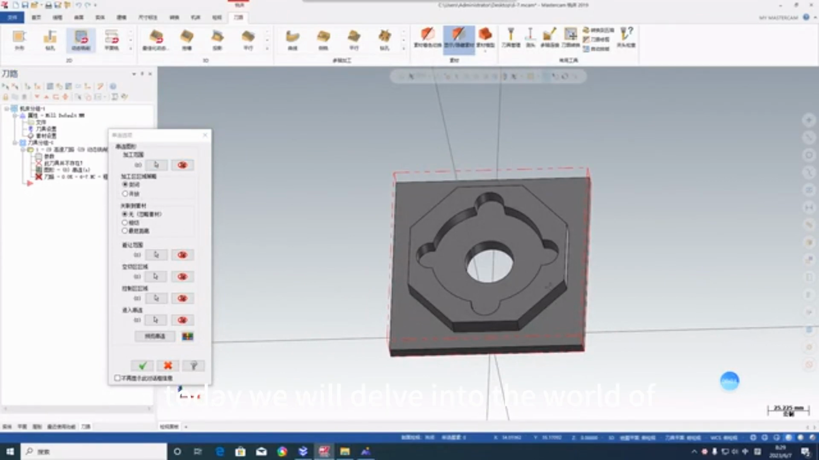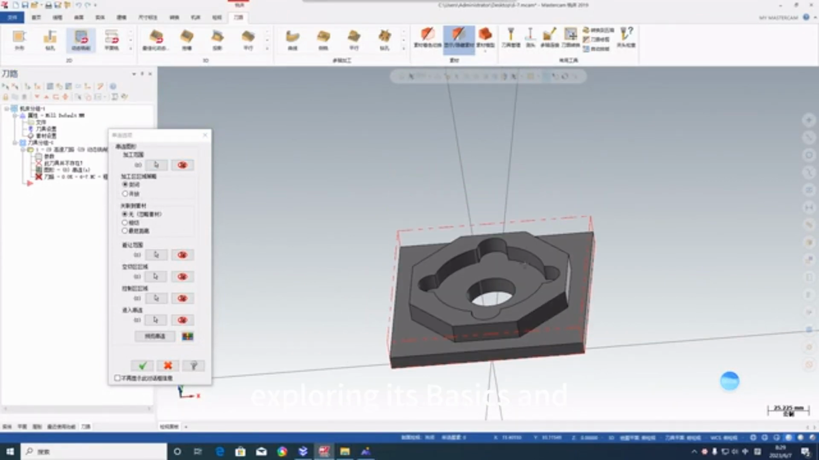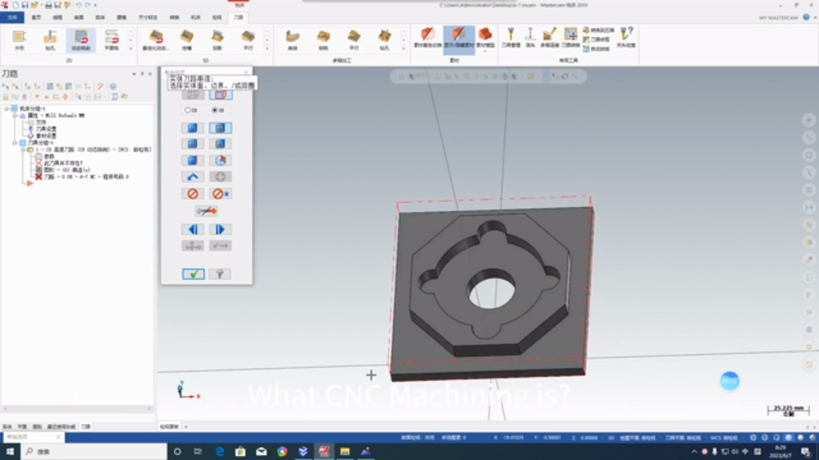We will delve into the world of CNC machining, exploring its basics and getting a deeper understanding of how it works. Join us to get insights. Let's start by understanding what CNC machining is.